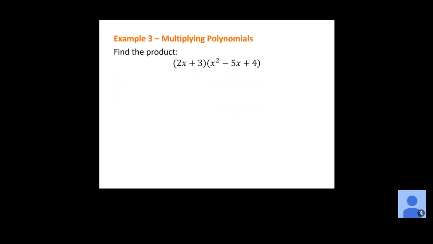All right. So here we go. Now we've got another product, but this time we've got a binomial times a trinomial, right? So 2 terms times 3 terms. All right. So does anybody have any clever ways of multiplying these together to make sure that we multiply everything we're supposed to?